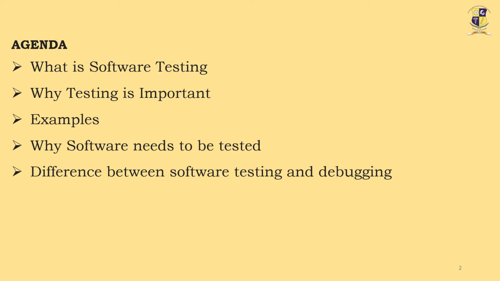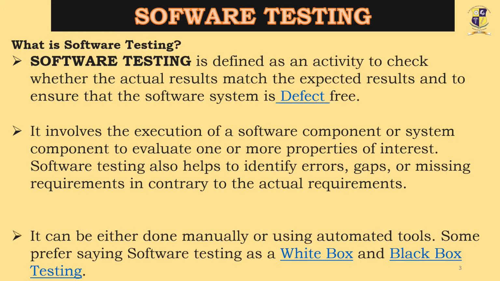So let's get into the video lecture. First is what is software testing. If you're looking at a computer system, you'll have hardware as well as software. But actually speaking, both hardware and software need to be tested. The reason why we test the software is to understand what bugs or errors that particular software has.